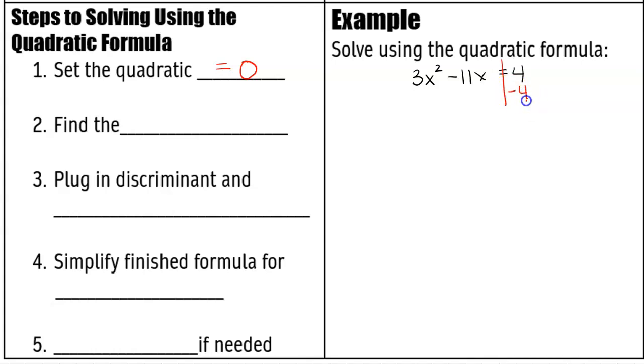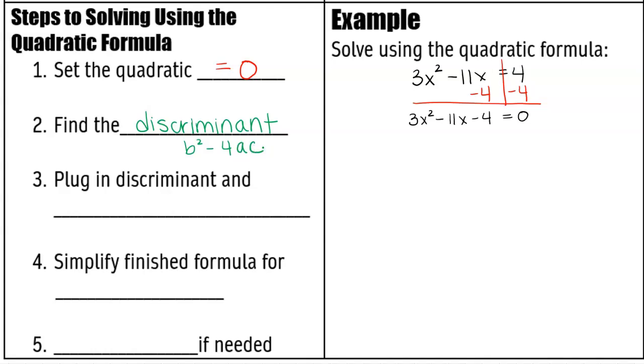So in order to make this equal to 0, the fastest way is to subtract that 4. When we subtract 4, we cannot combine it with anything on this left-hand side, so I'm left with 3x squared minus 11x minus 4 equals 0. Now what we're going to do is use that standard form equation to find the discriminant. The discriminant is right above you in your notes, but just in case you want easy access to it in your brain, you can write it right underneath that line. So my A value here is 3, my B is negative 11, and my C is negative 4.